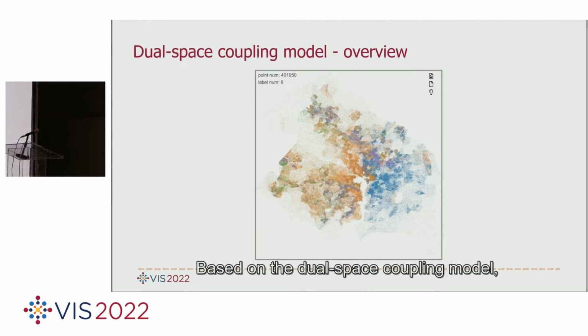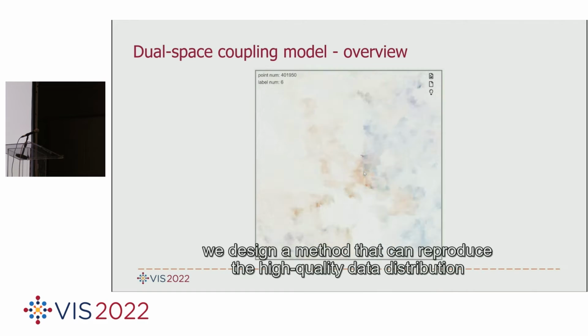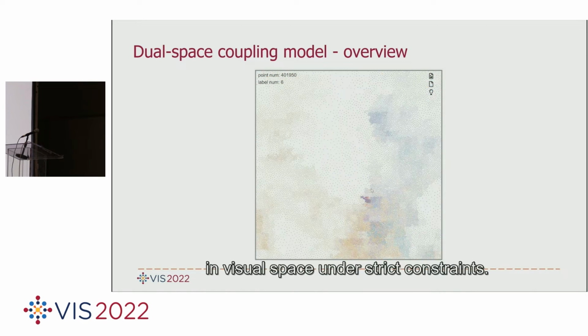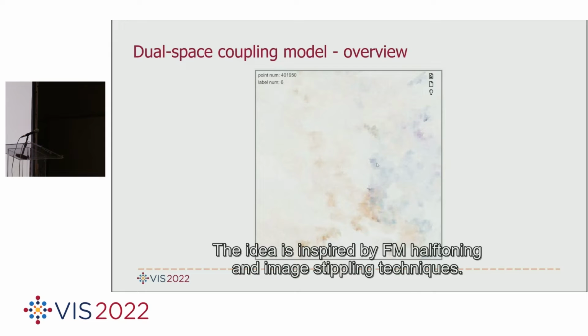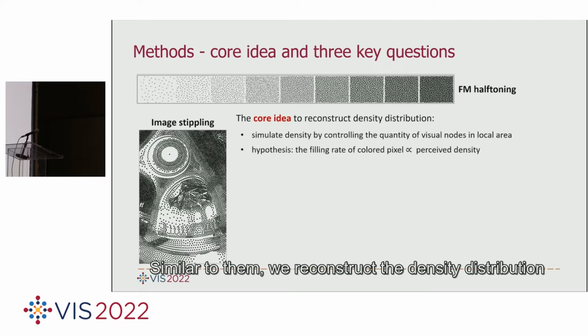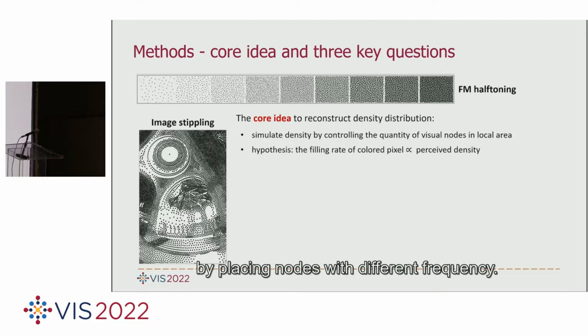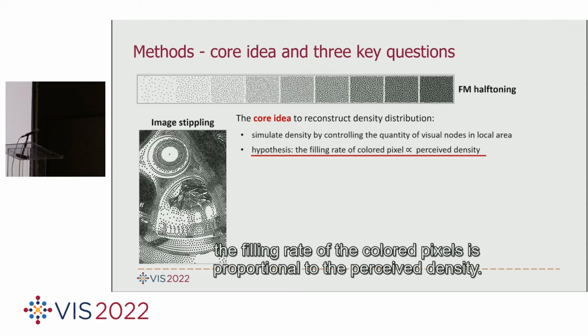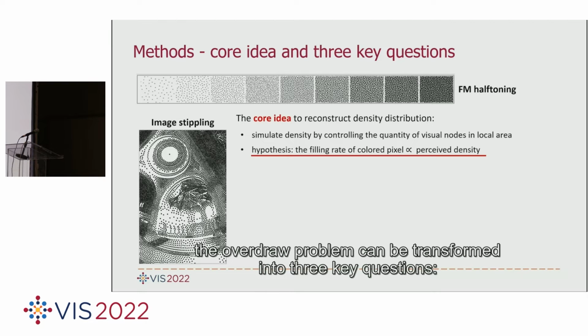Based on the dual space coupling model, we designed a method that can reproduce the high-quality data distribution in visual space under strict constraints. The idea is inspired by FM halftoning and image stippling techniques. Similar to them, we reconstruct the density distribution by placing nodes with different frequency. This idea is based on a simple assumption. That is, the filling rate of the colored pixels is proportional to the perceived density. In this way, the overdraw problem can be transformed into 3 key questions.